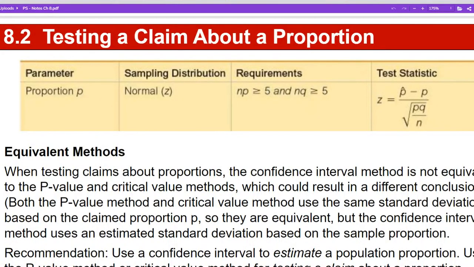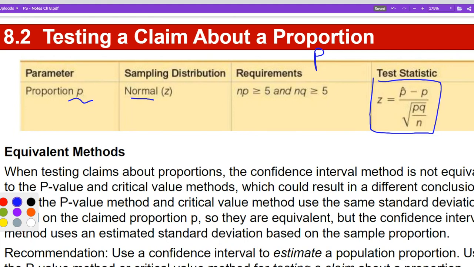8.2, testing a claim about a proportion. Remember, when we talk about a proportion, we're talking about that P. That's the parameter for the population. So we're talking about this proportion P, and as soon as we see that, we know we're talking about the normal distribution. We've got some requirements, but we've got this test statistic.